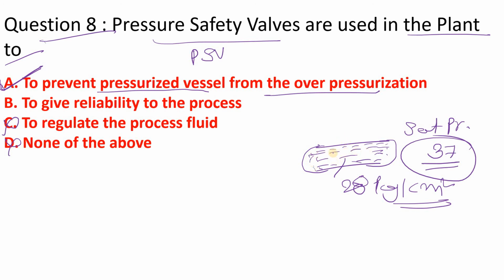And mainly why is the PSV used? PSV is used to prevent our pressurized vessel from over pressure. This vessel is very important. And the use of this PSV is to save the equipment, to save the environment, and to save the person as well. That's why this PSV is used.